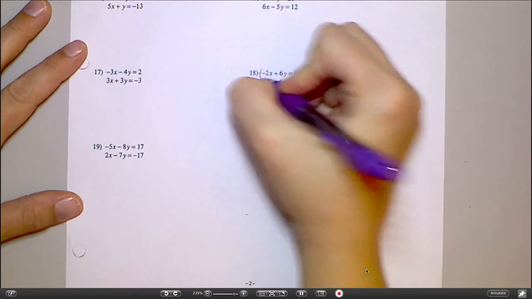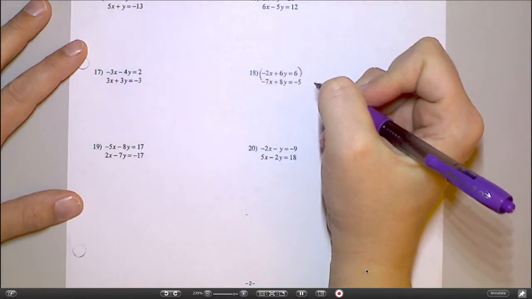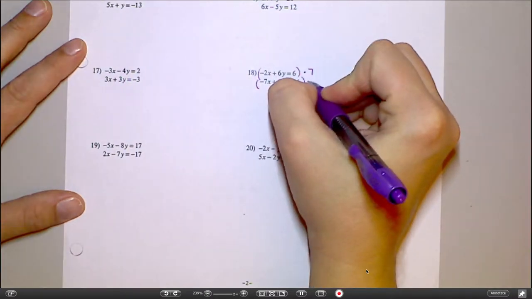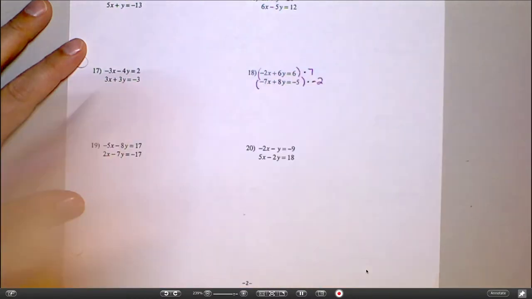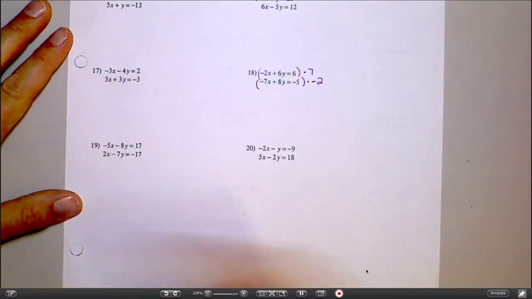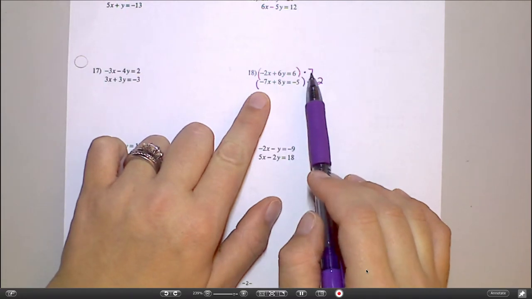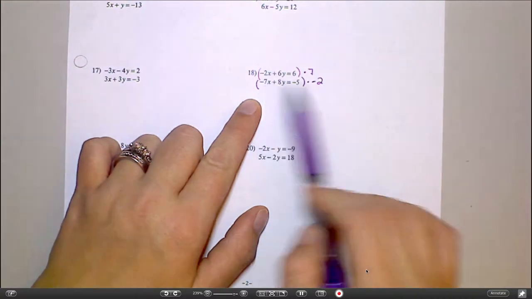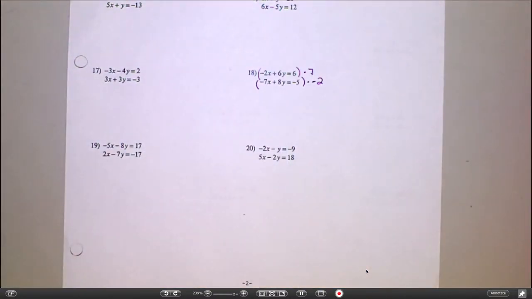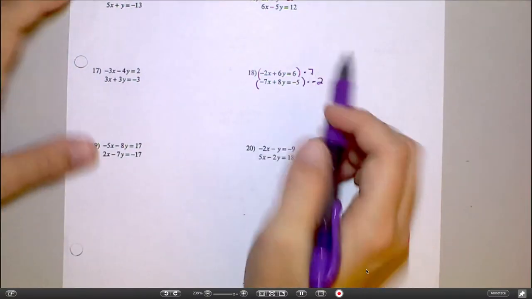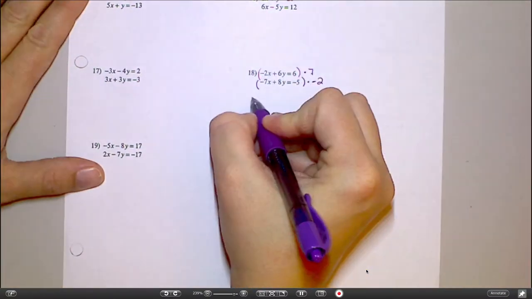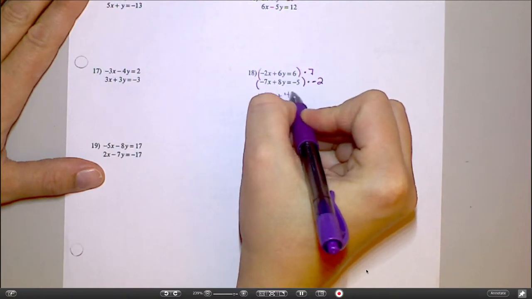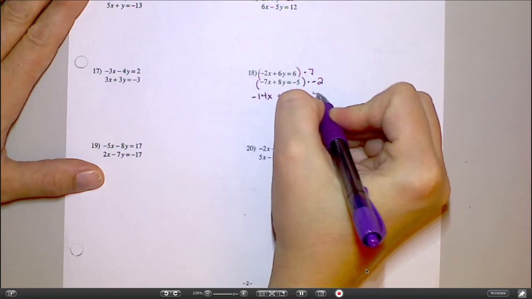So on the top, I'm going to multiply by 7. Now on the bottom, I'm going to multiply by... Okay, I heard someone say negative 2. Why am I multiplying by negative 2? Because that's a negative. If I multiply by 7 up here, that's going to give me a negative 14. So I want this to be a positive 14. So the negative 2 and negative 7 will make positive 14. Okay, so when I multiply the top by 7, and remember I'm multiplying everything, so I'm going to get negative 14x plus 42y equals 42.